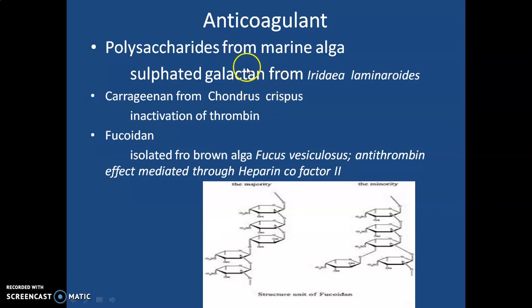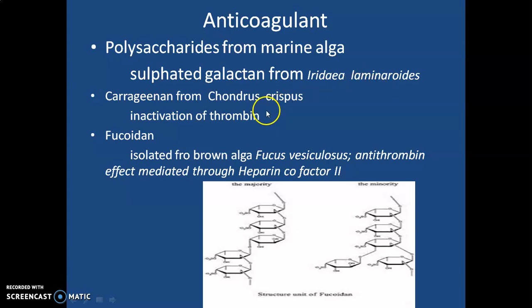Next, we will discuss anticoagulants obtained from marine sources. Basically, these are polysaccharides obtained from marine algae that act as anticoagulants. The first compound is sulfated galactan obtained from the Iridaea laminarioides, which shows anticoagulant activity.